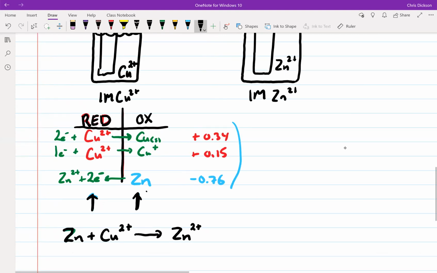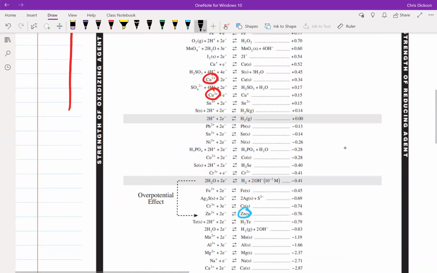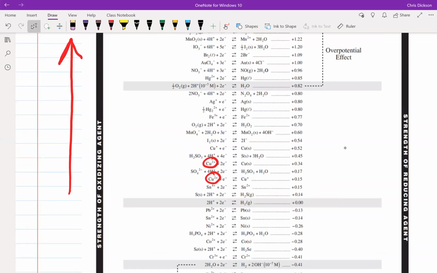Well, what you have to look at is this arrow here we were talking about. So this arrow says that the strength of the oxidizing agents goes from lowest at the bottom to highest at the top. So between these 2 chemicals, this one here is higher up on the table. So that is the one that is the stronger oxidizing agent. So that's the one that's going to occur. So the reaction here, we ignore that reaction. We ignore the 0.15 volt reaction.